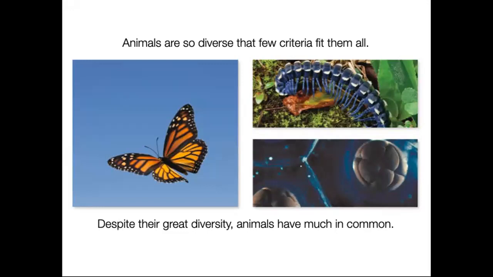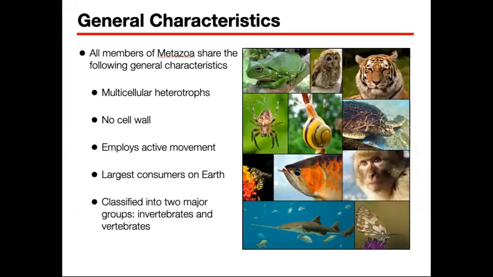So despite their diversity, we can draw some general characteristics. When we talk about animals, basically all animals are metazoans, and they share the general characteristics. Okay, they are multicellular heterotrophs. They do not have a cell wall. They employ active movement. They are the largest consumers on Earth, and they are classified into two groups, with and without a backbone. That is why in the learning guide it's divided as either invertebrate and vertebrate diversity. Okay, but there are many other ways that we can classify animals. So we will also discuss that today.